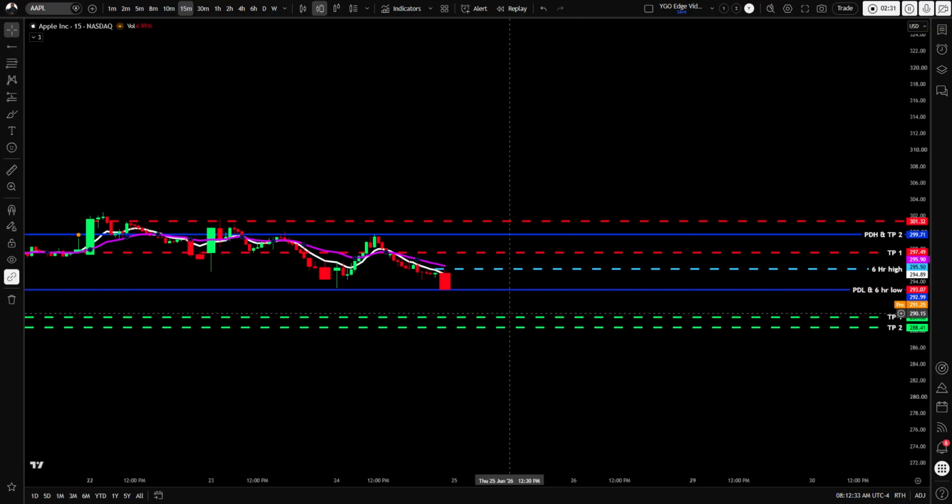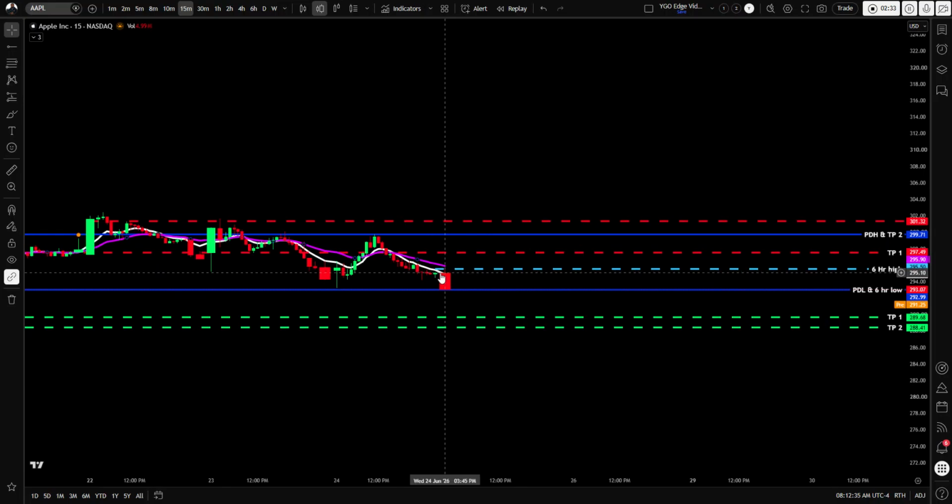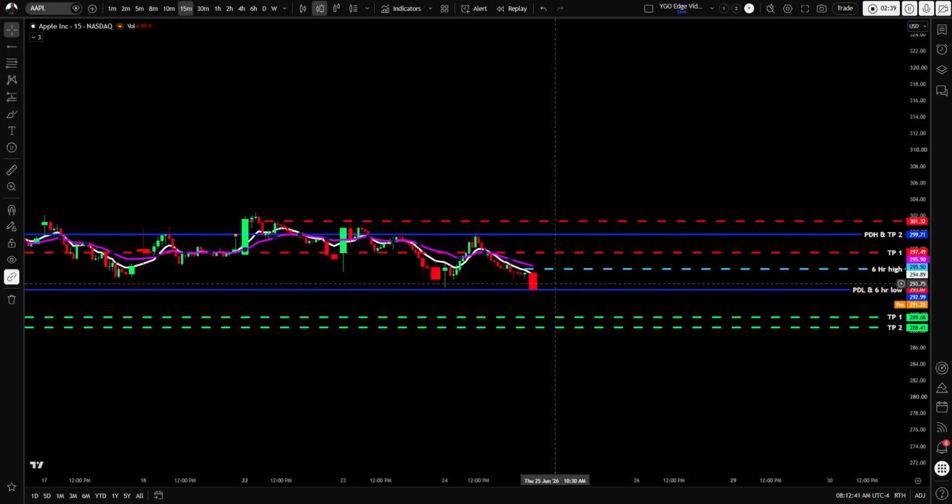After I do that, I come on down to the 15. If you notice, the last candle on the 15 lines up with the 6 hour. That's another reason it helps with my break and retest, because I know it matches a higher time frame. Like I said, I'm looking at Apple on the 15-minute chart. This is the time frame that I trade in and do my execution.